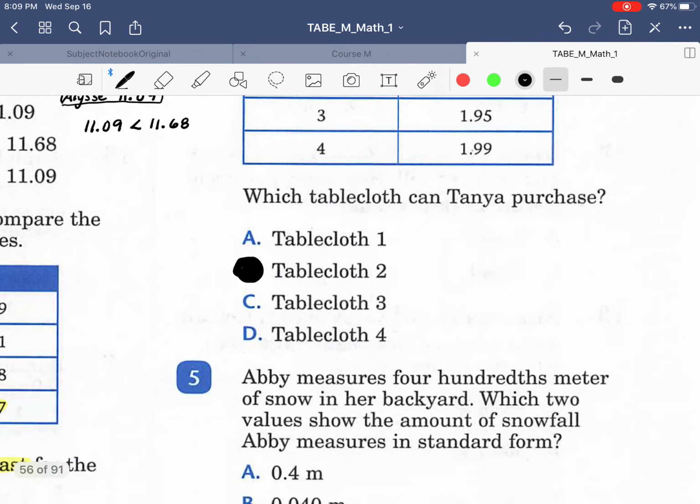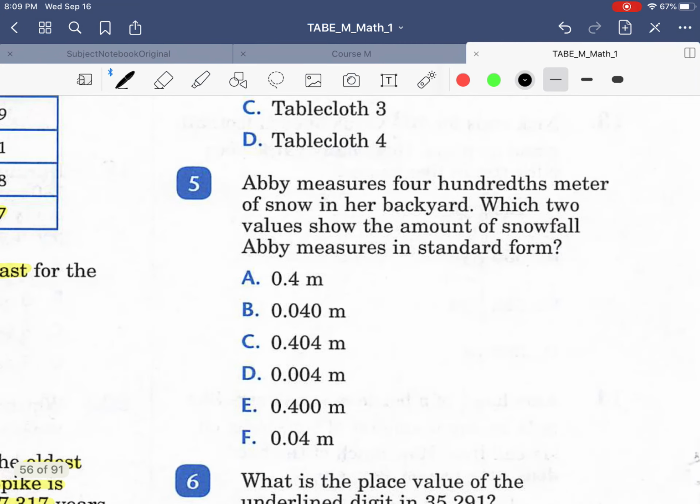Okay, number 5. Abby measures 4/100 meter of snow in her backyard. Which 2 values show the amount of snowfall Abby measures in standard form? Well, 4/100 looks like this. It's 2 places for hundredths. So I'm looking for answers that match this one. And there are 2 of them that we need to find.